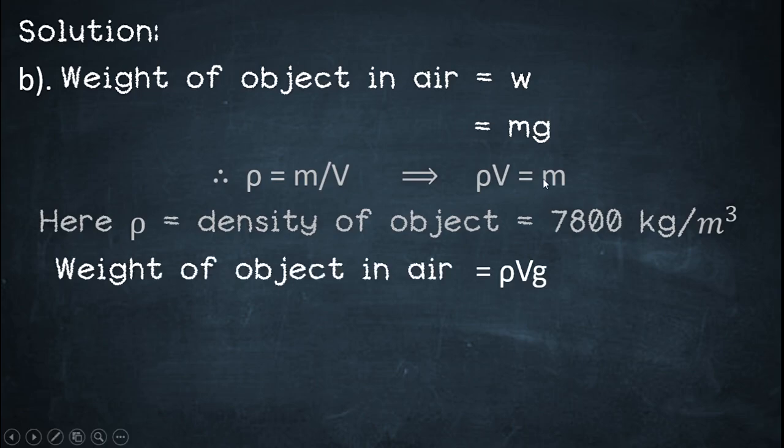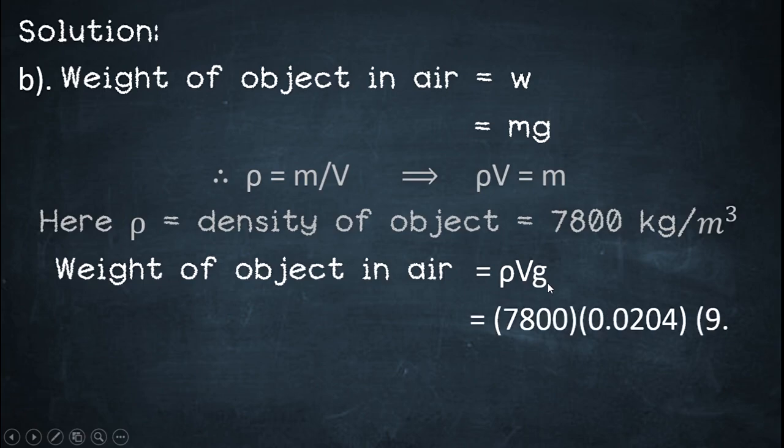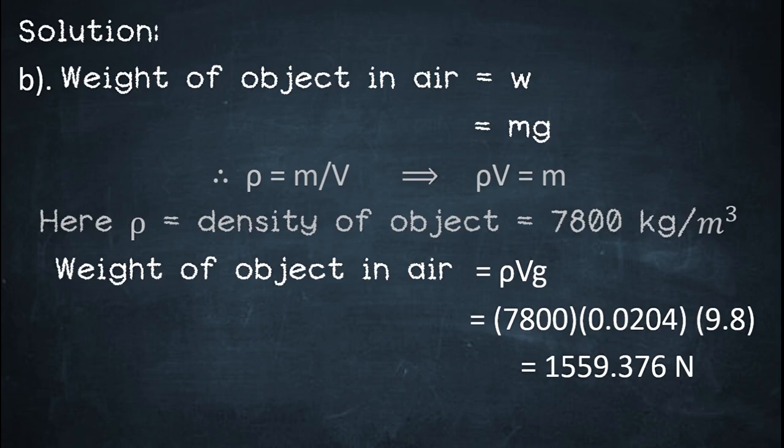We have substituted the value of mass rho V here in this equation, so we have the formula rho Vg. Rho is the density of object, V is the volume of object, which we have determined in part A, and g is the value that you must remember. So it is 9.8. Calculating the result, we will have 1559.376 Newton of weight of object in air.